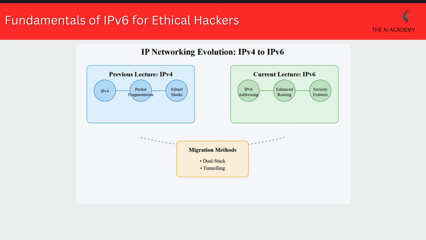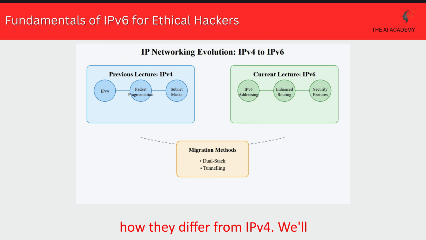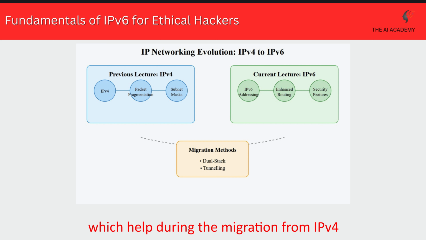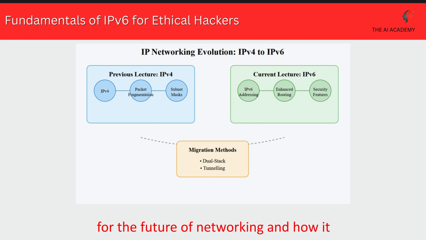In today's lecture, we will be learning about IPv6 addressing. We'll discuss the structure and types of IPv6 addresses and how they differ from IPv4. We'll explore how IPv6 improves upon IPv4 in terms of routing efficiency and built-in security features like IPsec. We'll dive into techniques like dual-stack implementation and tunneling, which help during the migration from IPv4 to IPv6. By the end of this lecture, you'll have a solid understanding of why IPv6 is critical for the future of networking and how it enhances both performance and security.